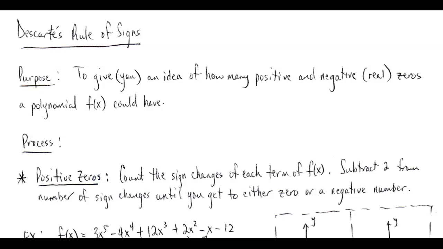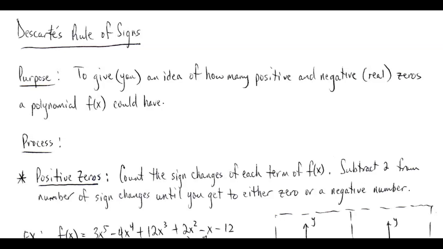This is the second video in the video series for finding zeros of polynomials of high degree. This particular video will be about Descartes' rule of signs, a procedure, via a theorem, that gives you an idea of how many positive and negative zeros a particular polynomial could have. It allows you to count the sign changes in each term, and from that get a rough estimate of how many positive and or negative zeros you could have.